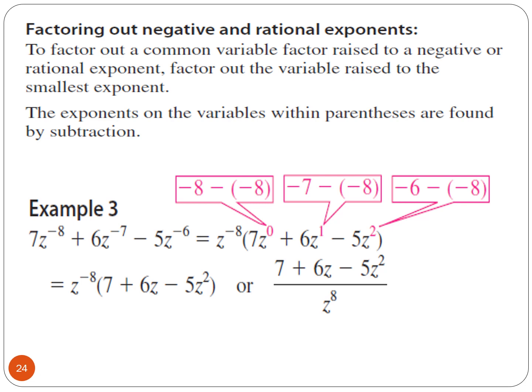Now for the second term, when you factor z to the minus 8 from 6 times z to the minus 7, the power that's left is minus 7 minus minus 8, so the power is 1. For the third term, you are factoring z to the minus 8 from 5z to the minus 6. The power that's left is minus 6 minus minus 8, so you're left with 2. It's easy to check that the factorization is correct. If you multiply z to the minus 8 by this expression, you should get your original expression.